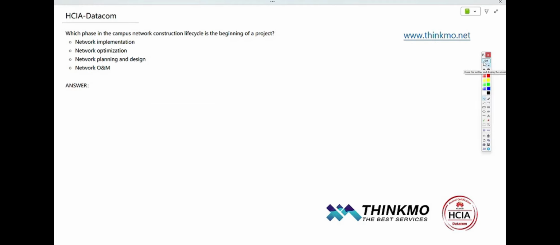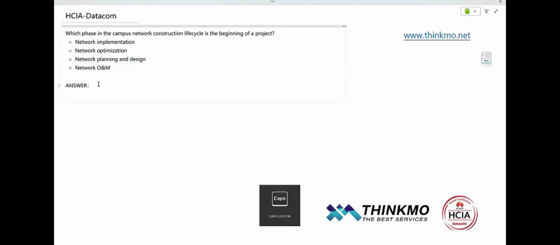In a campus network, at which stage do we plan and design the lifecycle? Is it the initiation of our project? In this process, if we talk about the start of a project, it definitely begins with our network planning. After all, whether it's future implementation, optimization, or operation and maintenance, we always need to plan the overall situation of the network first. So for this question, the correct answer is C.